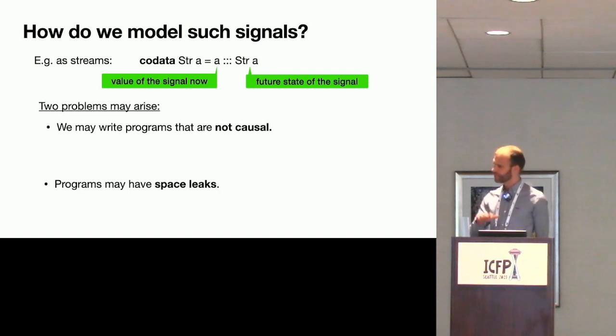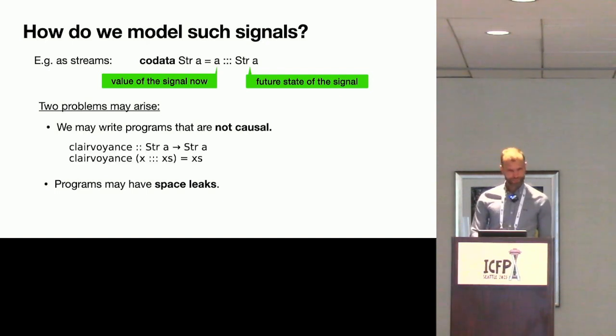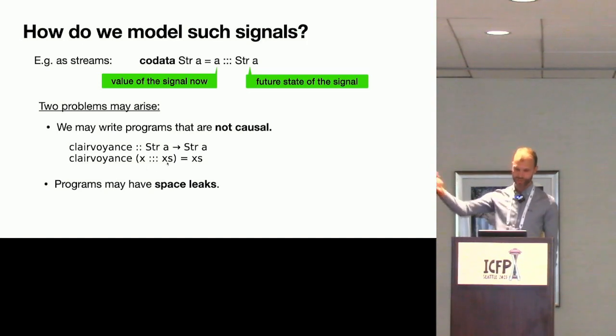With this kind of naive encoding, we run into at least two problems. We might be able to write programs that are not causal. These are broken in a very bad way because they define a signal whose value now might depend on the value of another signal tomorrow. So we actually can't run these programs. We should definitely avoid these, like this clairvoyance function that just throws away the head and immediately returns the future state of the signal.